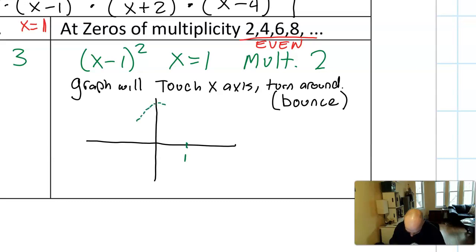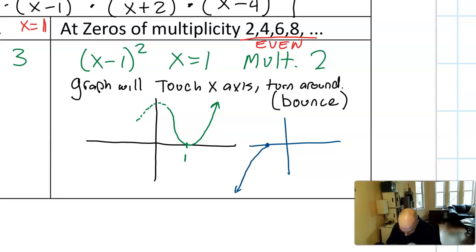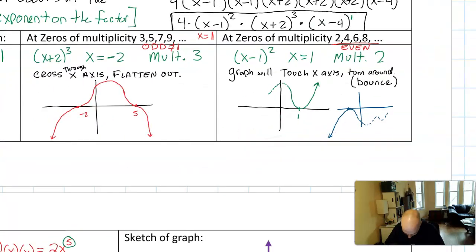You might have some other kind of piece of graph doing something else over here. And we're going to come in from the top, touch that axis, and just turn right around. And kind of like a parabola, like x squared, right? It's just going to touch the axis and turn around. If you had a different zero, maybe a different graph, you can also touch the axis and turn around from below. So you could come in, something like this. The graph is coming in, touches the axis, turns around, and then goes off and does the rest of its graphiness. So even multiplicity zeros, the graph will touch and bounce. And here again is that whole chart all in one.